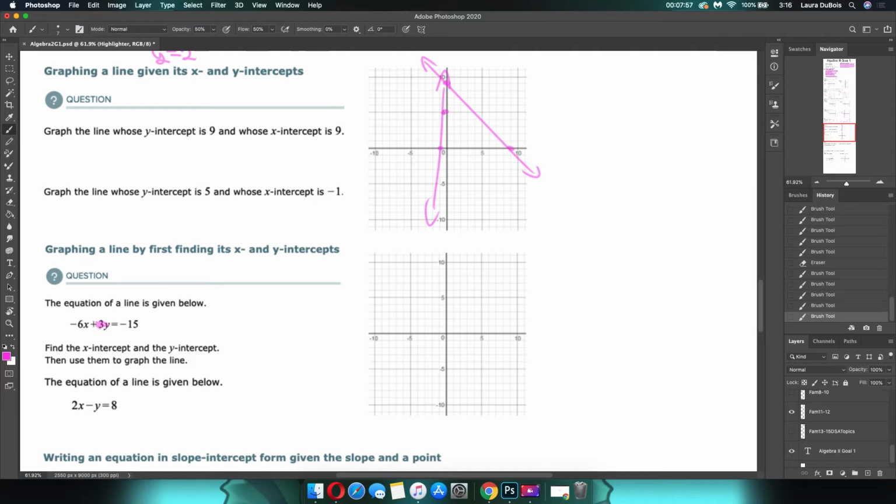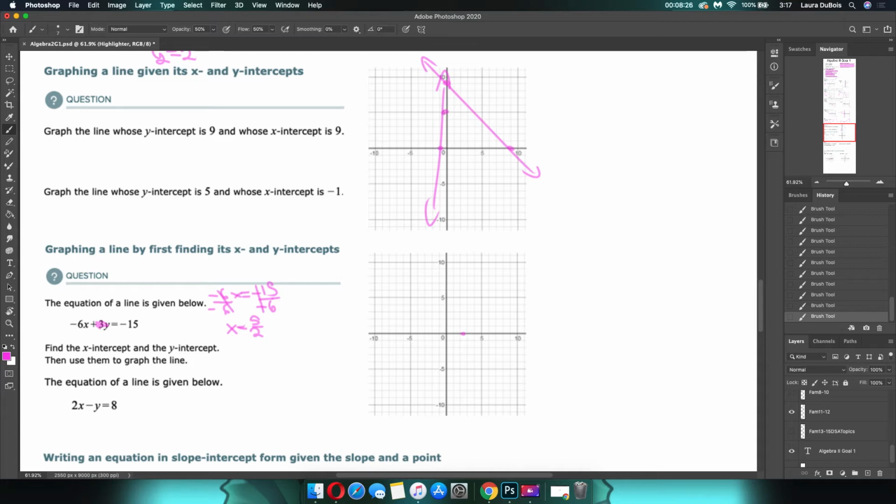So x-intercept first: negative 6x equals negative 15, divide by negative 6, divide by negative 6. And Ms. Dubois immediately lied because this does not divide evenly. How dare it? Okay. So x equals, double negative is a positive, 15 over 6 simplifies because they're both divisible by 3, so 5 over 2. Okay, so 2.5. Oh, okay, we can do that.